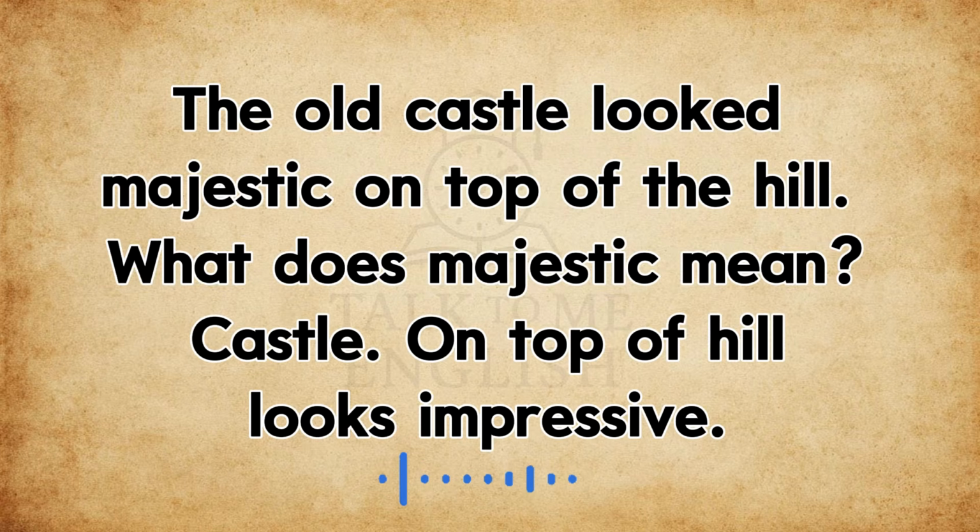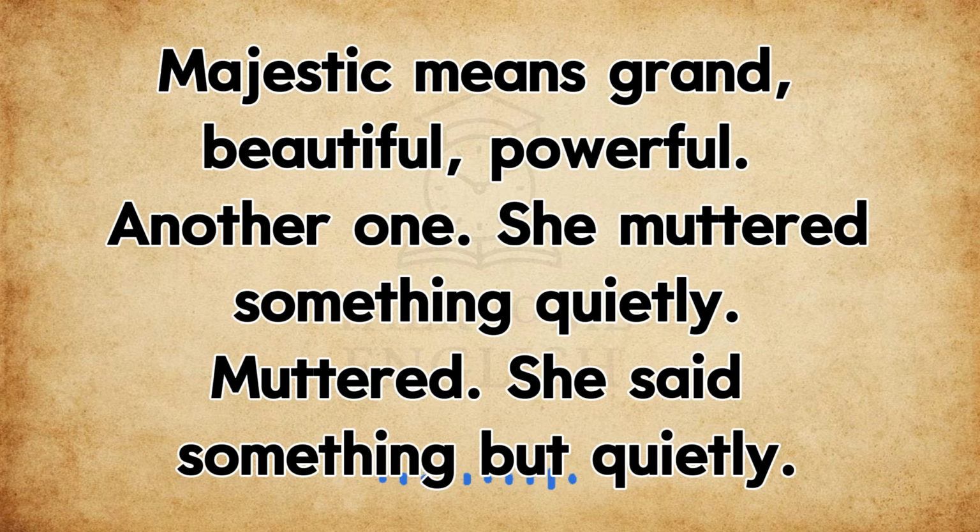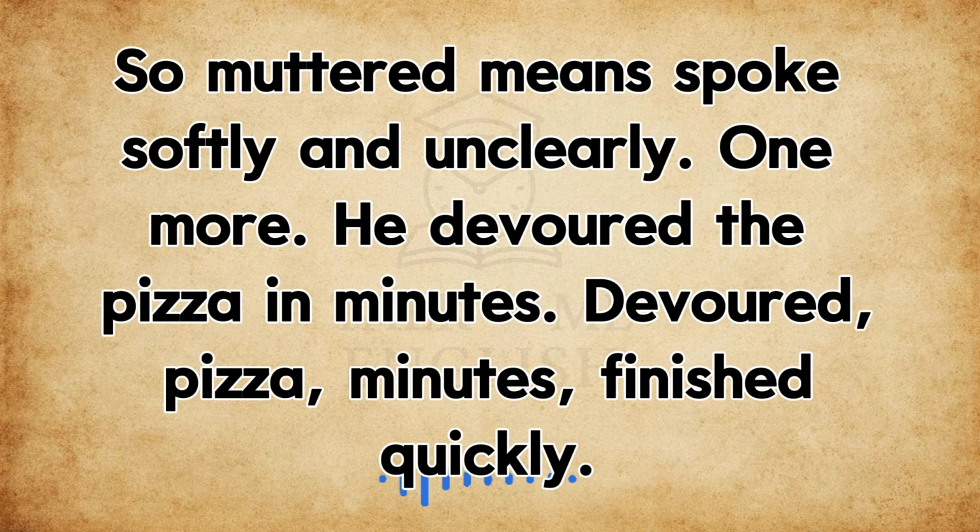Listen, the old castle looked majestic on top of the hill. What does majestic mean? Castle on top of hill looks impressive. Majestic means grand, beautiful, powerful. Another one. She muttered something quietly. Muttered. She said something but quietly. So muttered means spoke softly and unclearly.